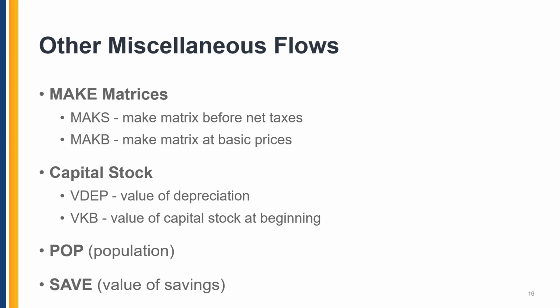There are also capital-related coefficients. VDEP is the value of depreciation and VKB is the stock of capital at the beginning of the period. Population and the value of savings are also present. This covers all coefficient types that you may find in the database, consistent with the GTAP model, version 7.